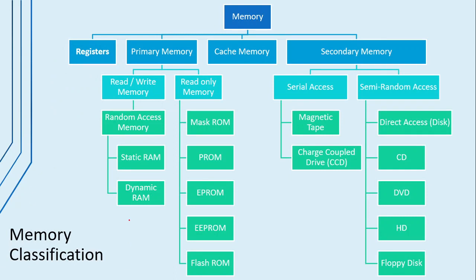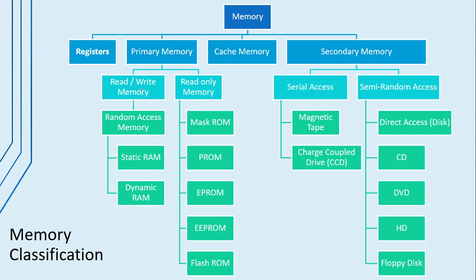So memory is classified into 4 categories, that is registers, primary memory, cache memory and secondary memory. This primary memory is further classified into read-write memory and read-only memory. The primary memory is near to the CPU, and it is made up of two kinds of memory, that is read-write memory and read-only memory.